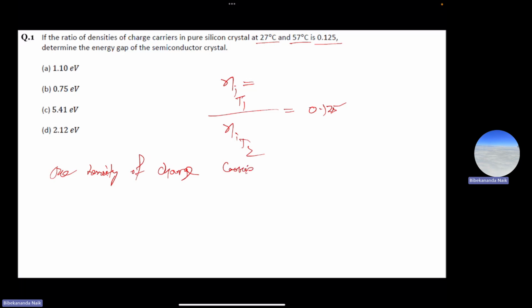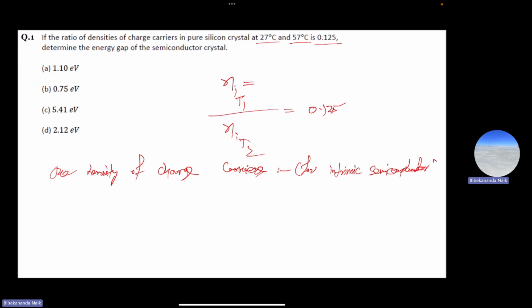Now we know the density of charge carriers for an intrinsic semiconductor is given by n_i equal to 2 (2π kBT divided by h squared) to the power 3 by 2 (m star) to the power 3 by 4 times exponential of minus Eg by 2 kBT. So this is the expression.